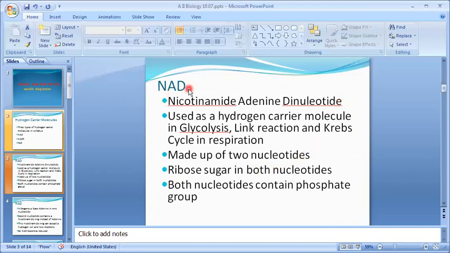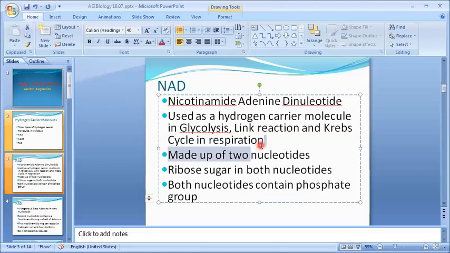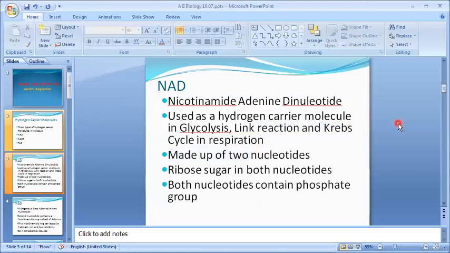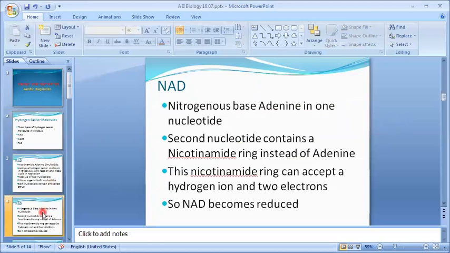As we say, NAD consists of two nucleotides. Now we have to see what is present in each nucleotide. In both the nucleotides, what are the same components? In both nucleotides, the sugar that is present is ribose. If we talk about the phosphate group, obviously it remains the same in both the nucleotides. So both nucleotides have one phosphate group attached, and in both, the sugar present is ribose sugar. Now, what is the difference between the two nucleotides?